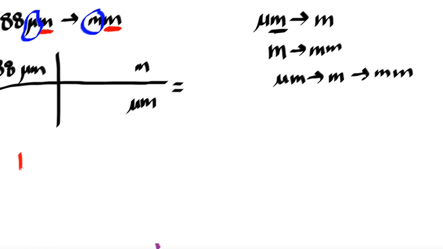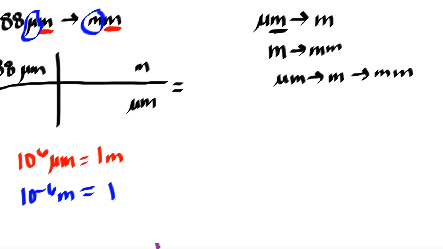Again, you could say that there's 10 to the 6 micrometers in 1 meter, or you could say there's 10 to the minus 6 meters in 1 micrometer. It's really up to you. Just make sure you keep it consistent. I'm going to put 1 and then 10 to the 6th here. All right. You should get 88 times 10 to the negative 6 meters if you plug that in.